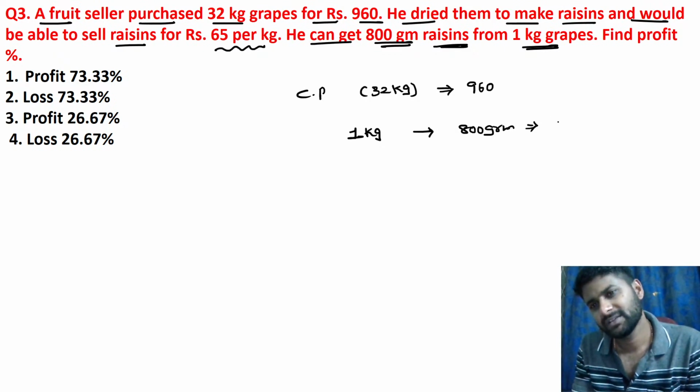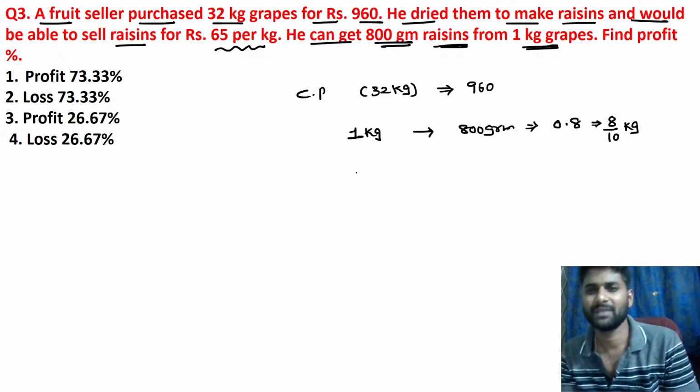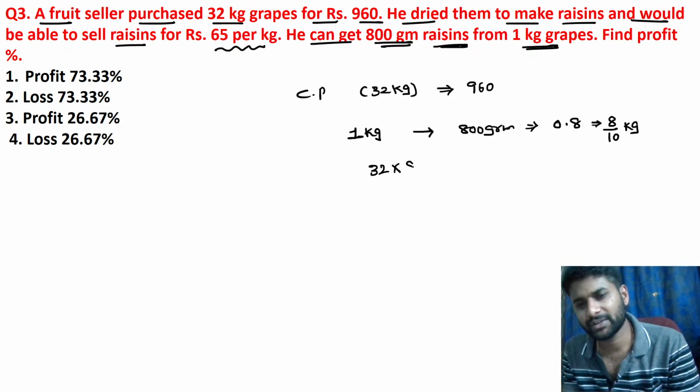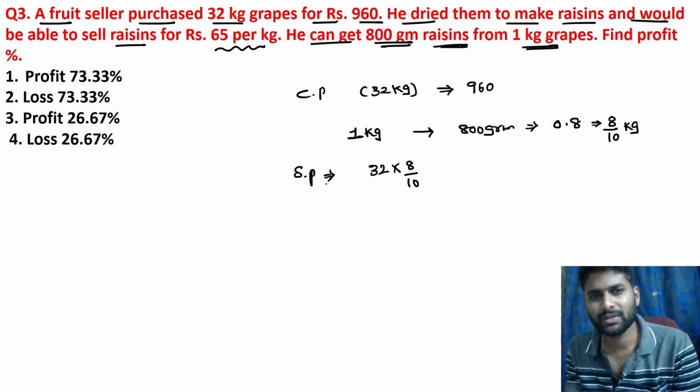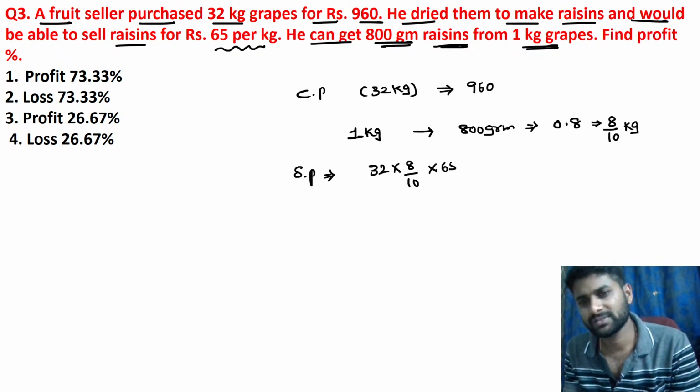800 grams means 0.8. Now you can take that value as 8 by 10, because it is 8 by 10th of a kg. For 32 kg, how much is it? So 32 into 8 by 10. Now identify the selling price. You already know that per kg is exactly equal to 65 rupees.